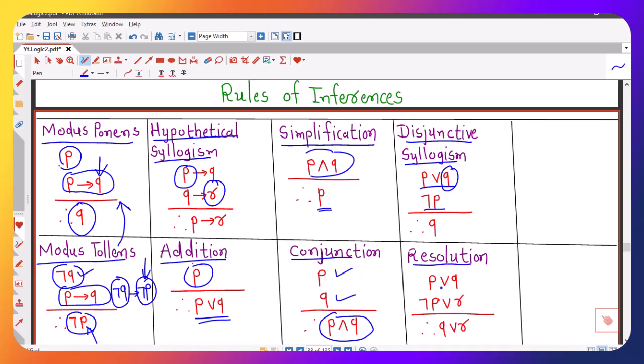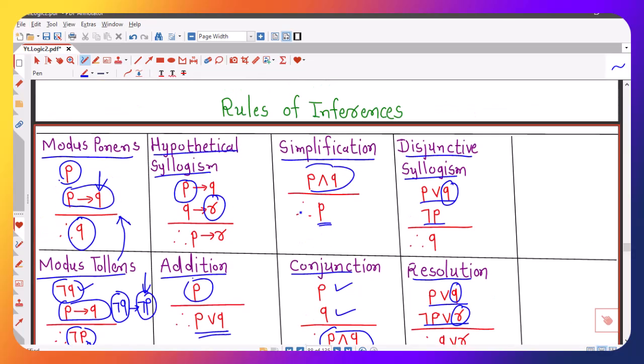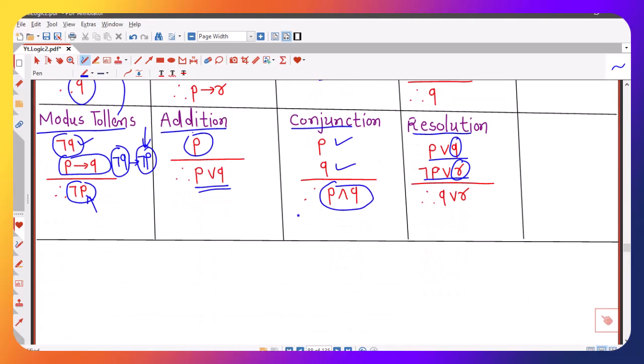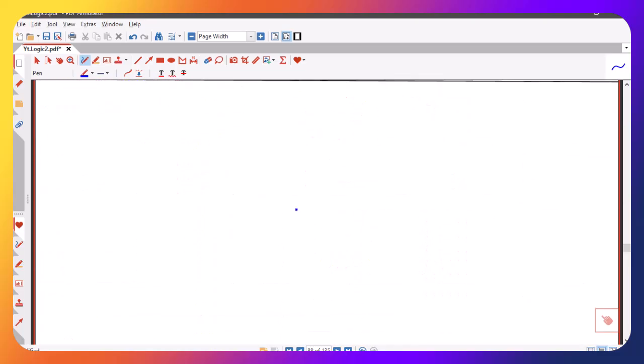For resolution, we are using three propositional variables p, q and r. Here I have p or q. Here I have negation p or r. Therefore, I have q or r. So remember all these rules of inferences for propositional logic, and using them we can check the validity of a given argument or given argument form, and we will discuss the problems related to this in upcoming lectures.